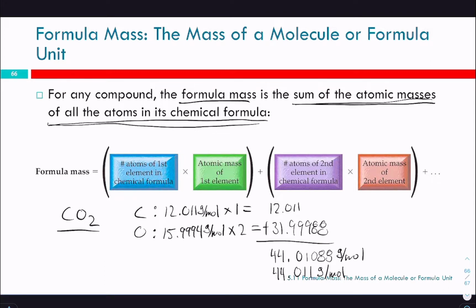So, right, this is the number of atoms of the first element, the atomic mass of the first element. I guess I switched those. Then the number of atoms of the second element, the atomic mass of the second element. And then you just keep going, that's what this ellipsis means, until you've calculated the masses of all of the individual elements, and you can add those up. So the formula mass for CO2 would be this.